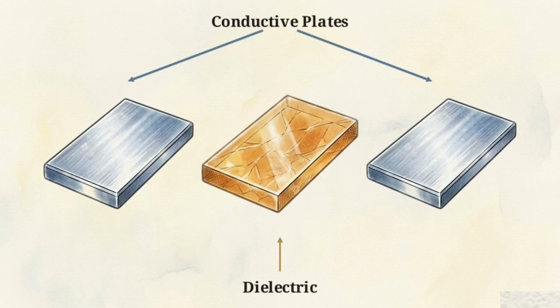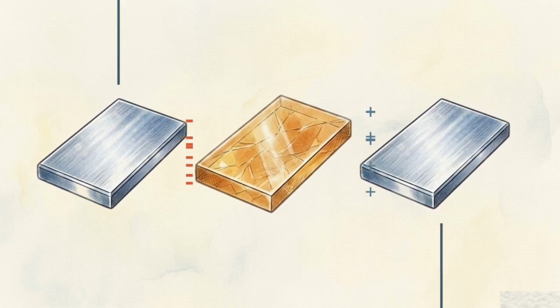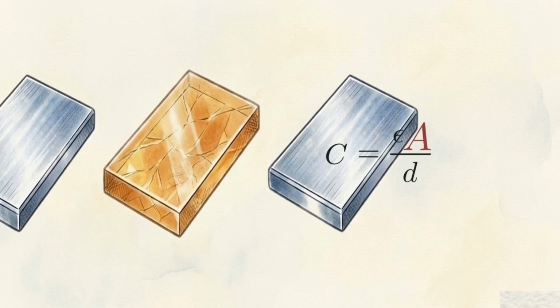Two conductive metal plates placed parallel to one another, separated by an insulating material called a dielectric. When an external voltage is applied, electrons are pushed onto one of the plates. Because they cannot cross the dielectric, they stay there, their presence repelling like charges on the opposite plate and leaving it positively charged. This capacity to store charge is defined by a mathematical relationship.